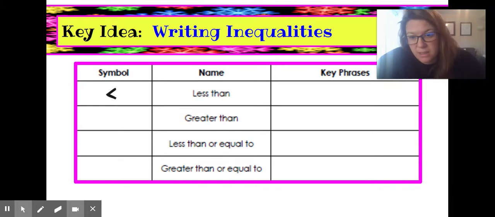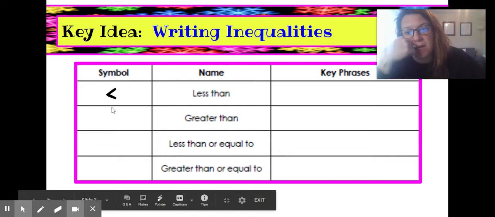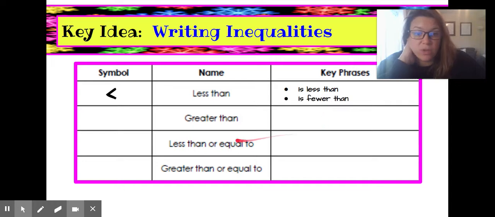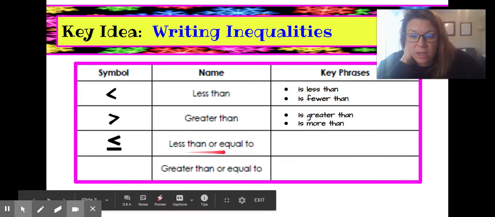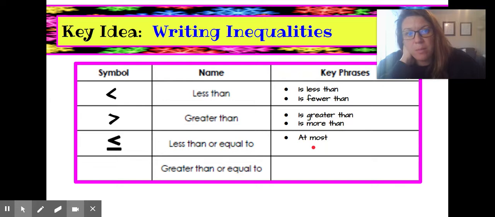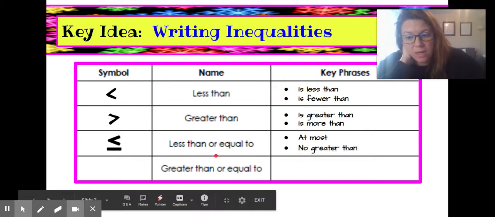The symbol is less than. Remember, if your teachers taught you like it makes an L, kind of, that's the less than symbol. The pointy part is always at the left side. And other phrases you might hear are is less than or is fewer than. The greater than symbol has the alligator mouth open to the left, right? And that's is greater than or more than. Less than or equal to you can also say at most or no greater than. And greater than or equal to, you might see the words at least or no less than. So no less than goes with greater than or equal to.